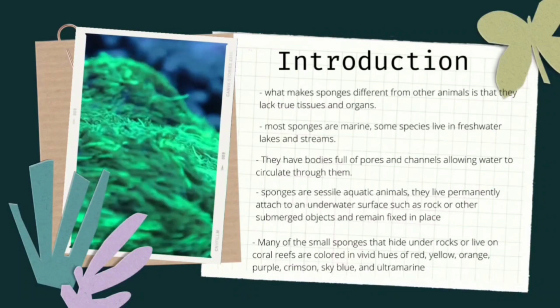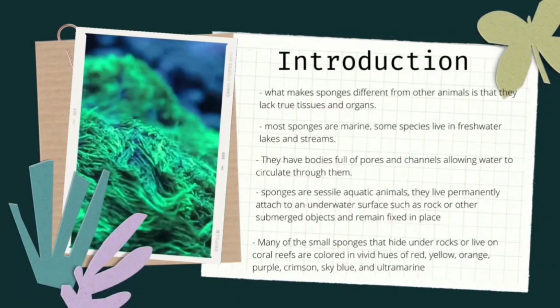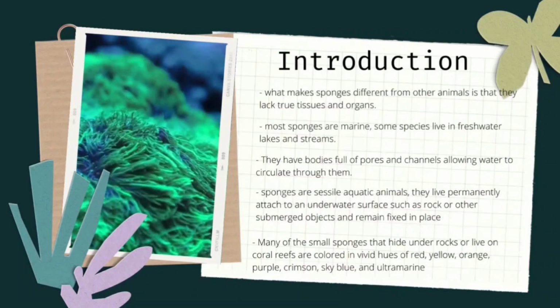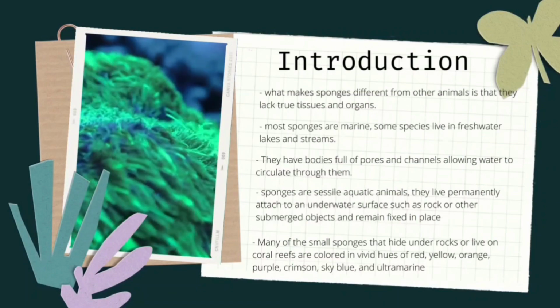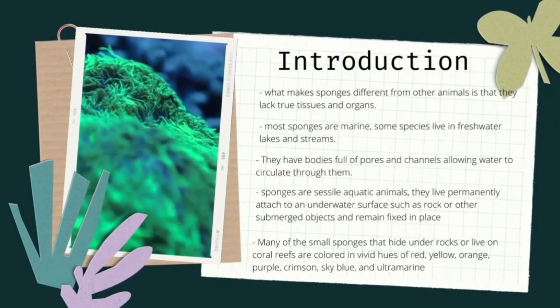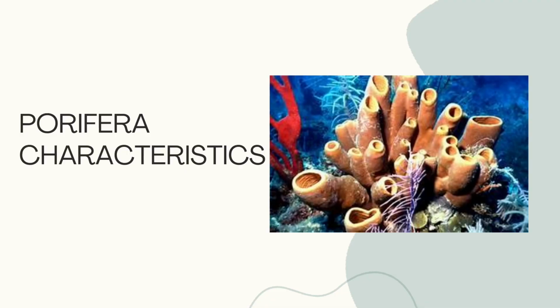Many of the small sponges that hide under rocks or live on coral reefs are colored in vivid hues of red, yellow, orange, purple, crimson, sky blue, and also ultramarine. I will be explaining the Porifera characteristics, so moving to the next slide.